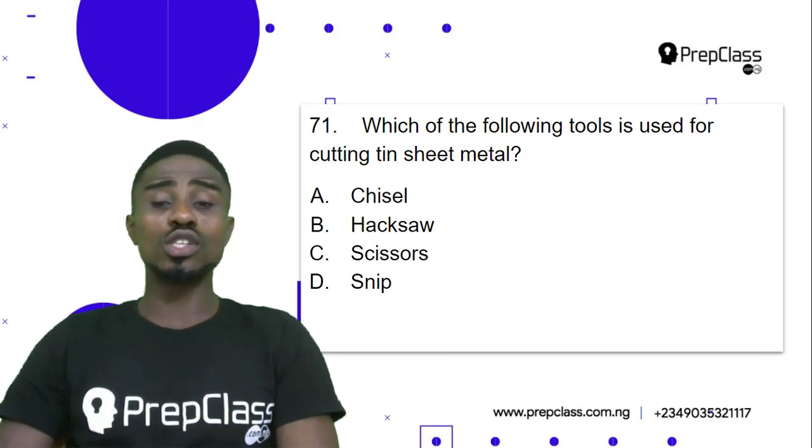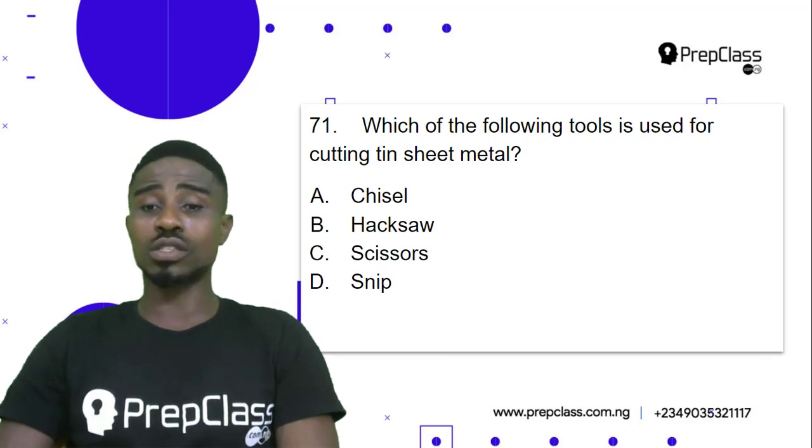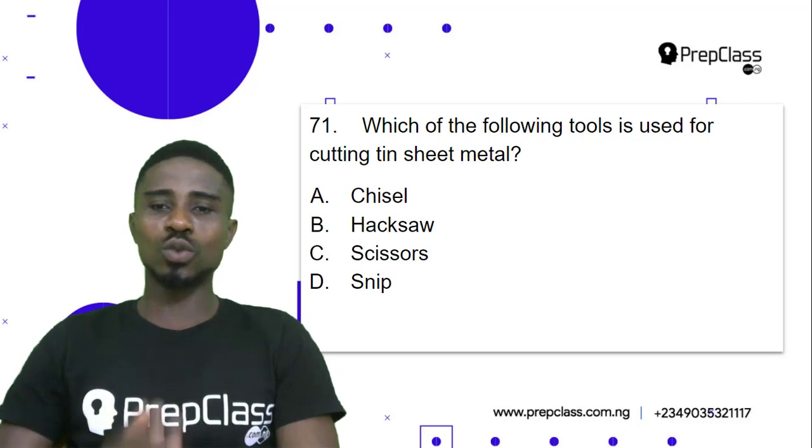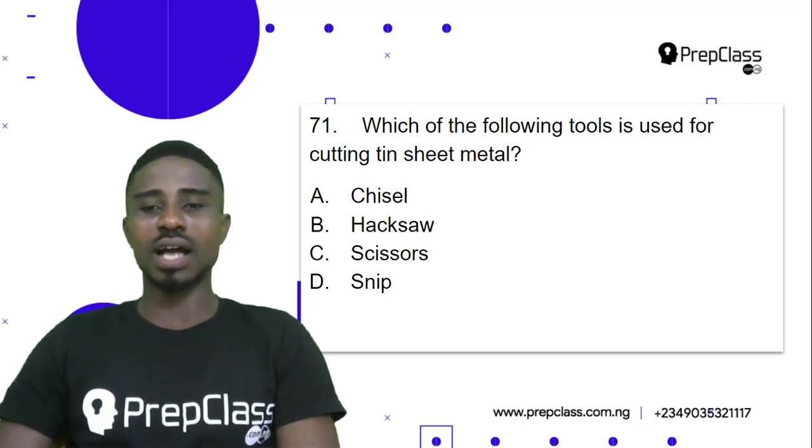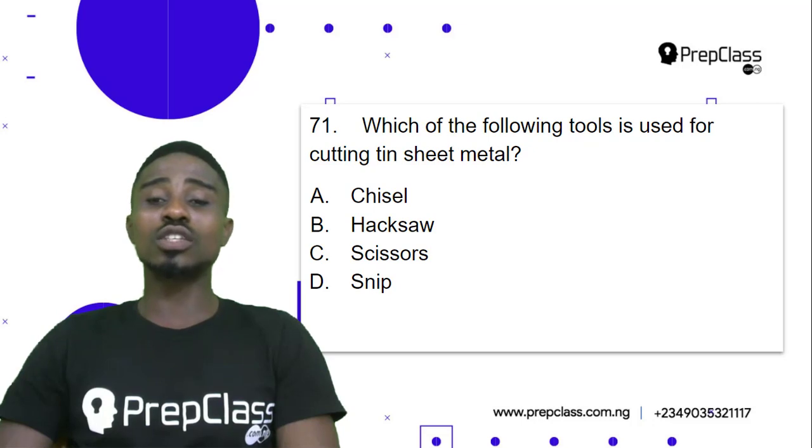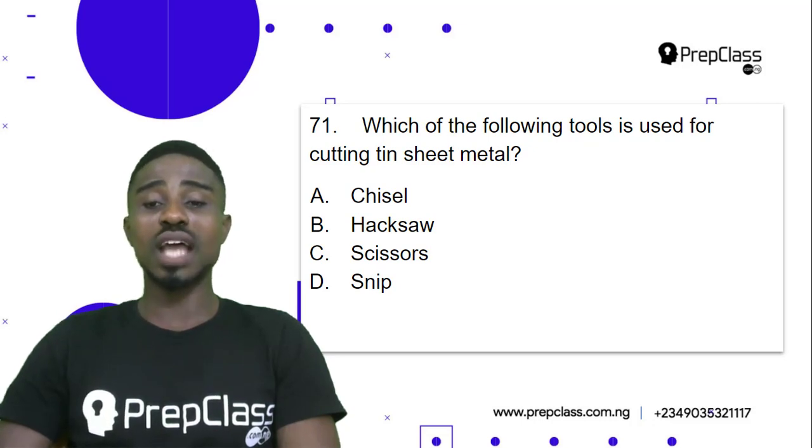Now, if you look at all of these tools, they are cutting tools. But how do we analyze them and pick out the one that best answers our question? Our question is centered on cutting thin sheet metal. So we are looking out for that tool used for cutting thin sheet metal. We're going to be looking at the uses of all of these tools, and with that, we would carefully select the one used for cutting thin sheet metal. Let's check them out.